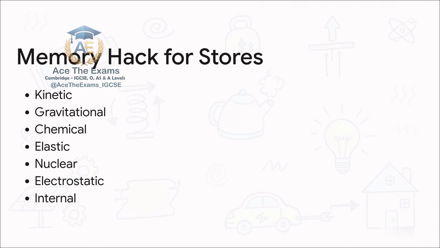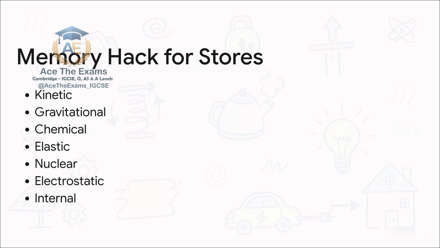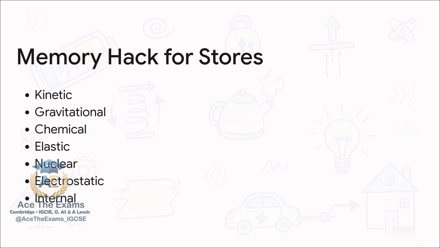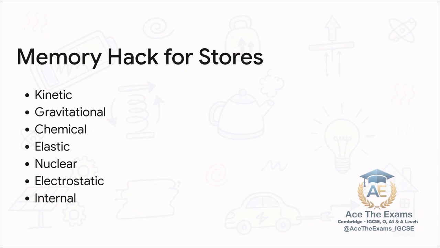So how do we make sure we never, ever miss a store when analyzing a complex system under exam pressure? You need to develop a memory hack. Grab a pen right now and look at these first letters on the screen. K, G, C, E, N, E, I. I highly recommend creating your own mnemonic from this exact list to lock these 7 specific stores into your visual memory. Maybe something like "kids go crazy eating nuts every ice cream." I don't know, make it weird. Weird things stick in your brain.